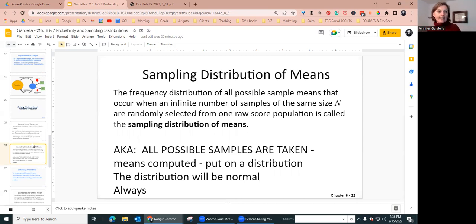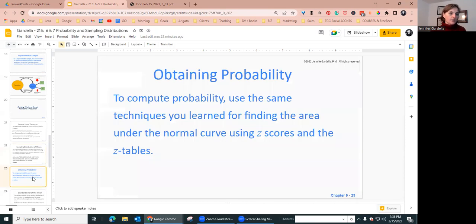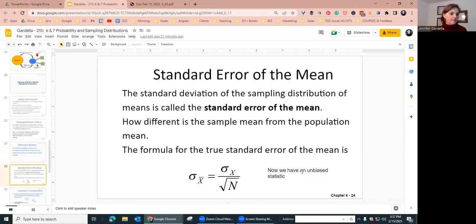So basically, again, all possible samples are taken, put on the distribution, and the distribution will always be normal. That's what we can assume. And then what we can do is take the probabilities of those z-scores. Oh, there's standard error. I know I had it somewhere.